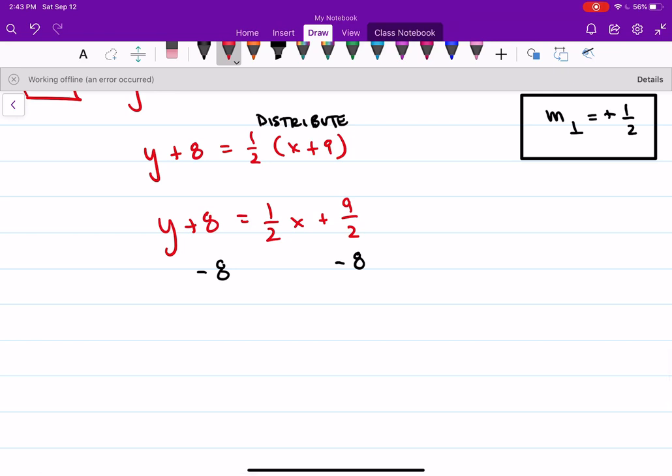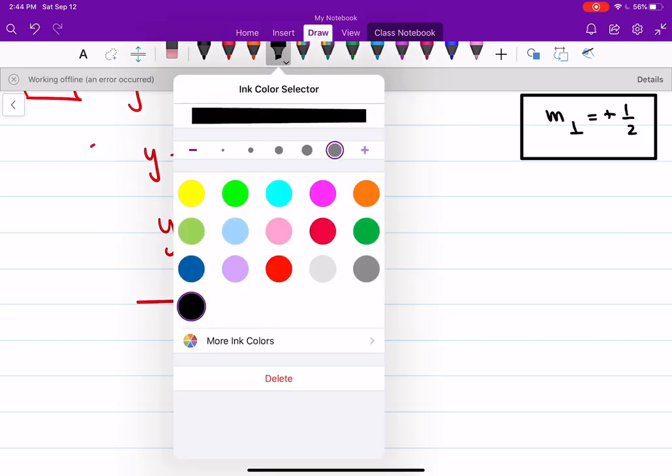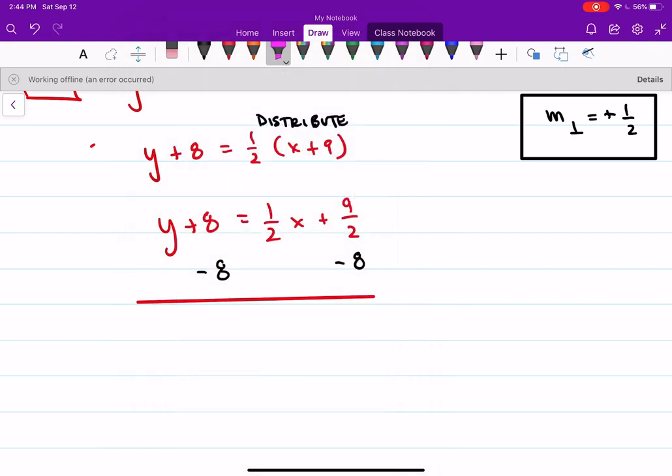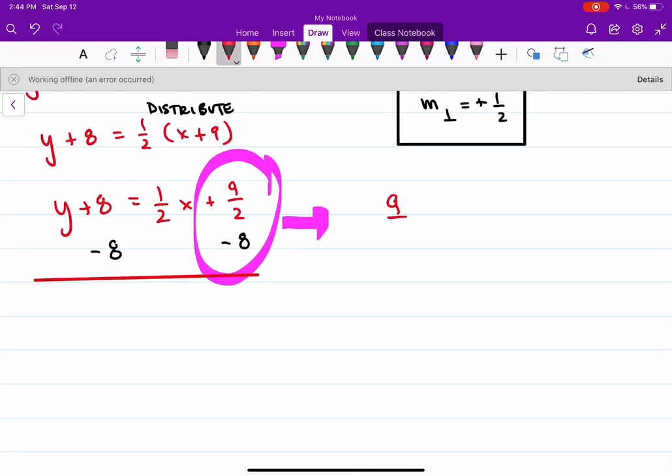When I subtract the 8, what happens? Let's take this piece right here and do it on the side. So what I have is 9/2 minus 8 over 1. I need a common denominator. This one needs a 2. Let me do it this way, just use up the room. So I have 9/2 minus 16/2. What does that equal? That would equal negative 7/2.